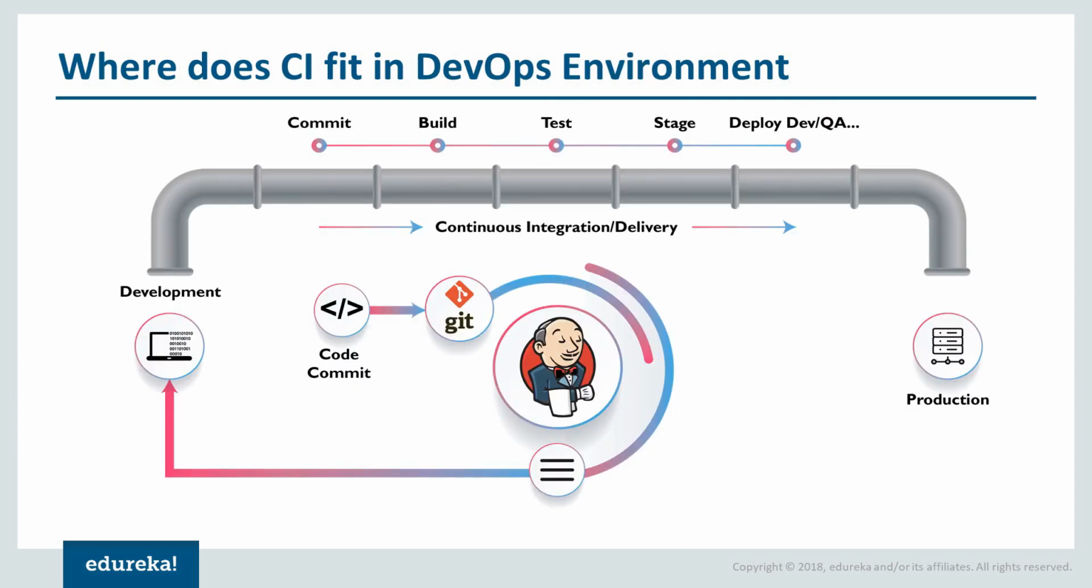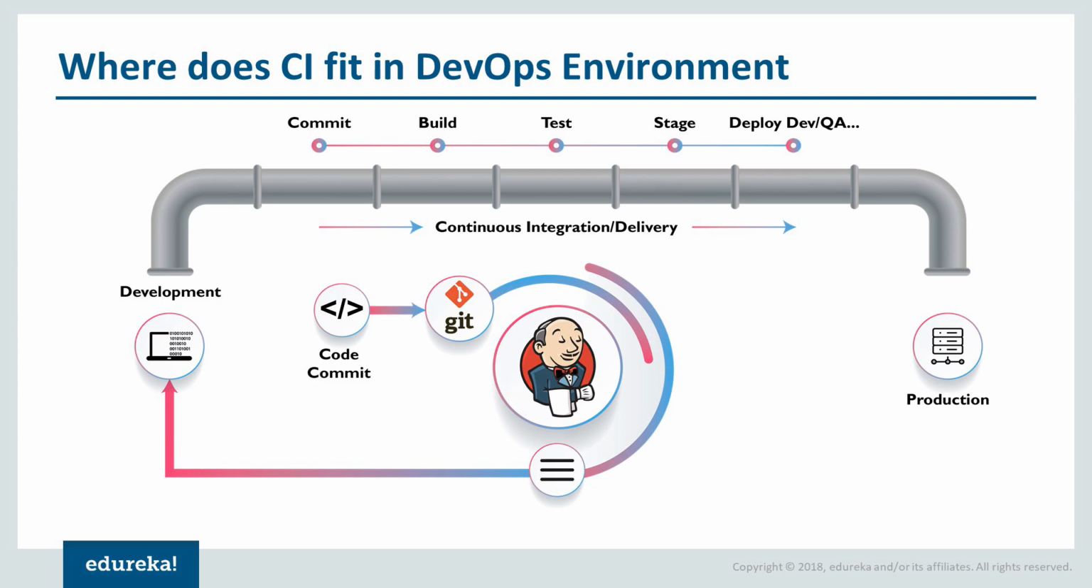So now let's take a look at where CI fits in the DevOps environment. I'm assuming that all of you who are watching this video at the moment are DevOps professionals or aspiring DevOps professionals, or you have some involvement in the overall DevOps ecosystem. So it is very important to understand how this overall DevOps process looks like, how this overall CI and CD pipeline looks like, and more importantly, where Jenkins fits into this equation.